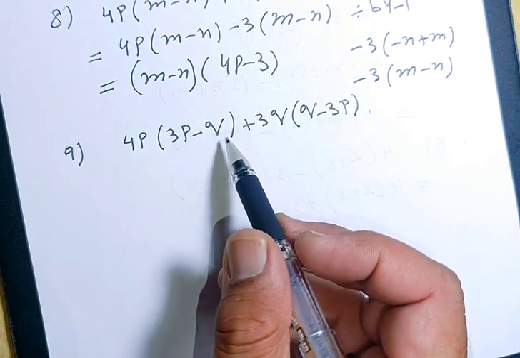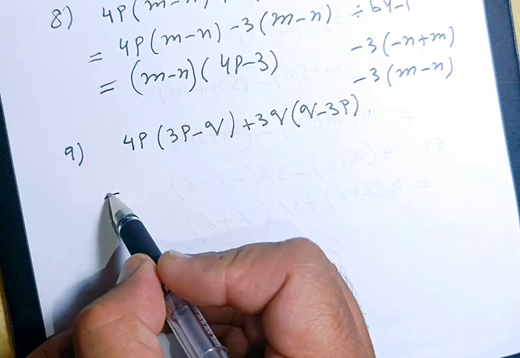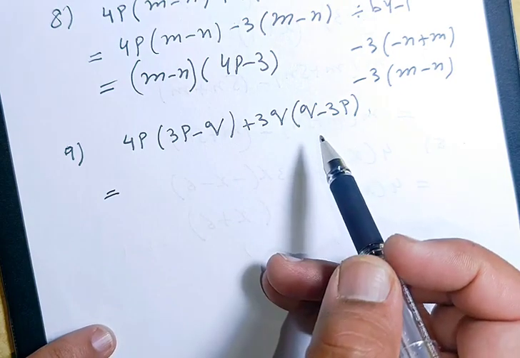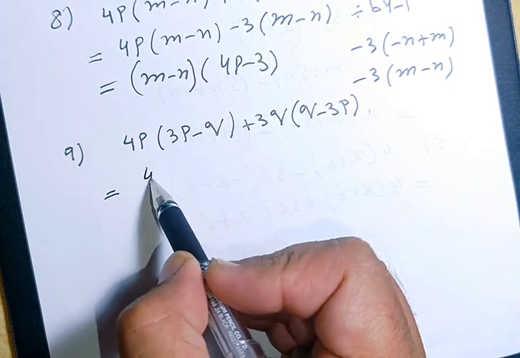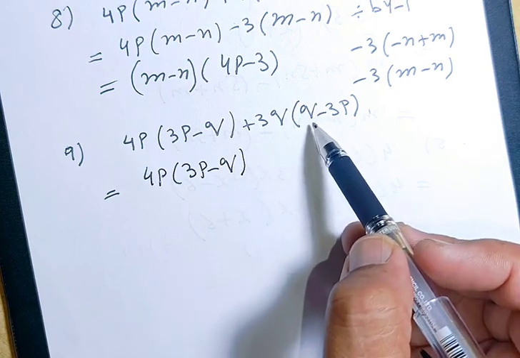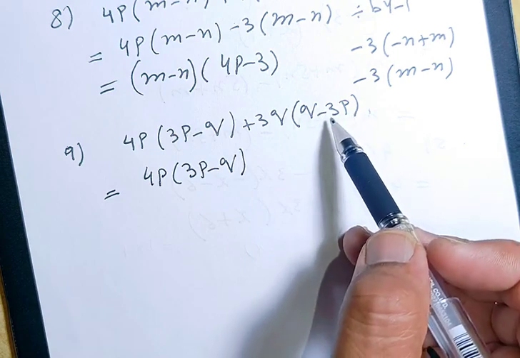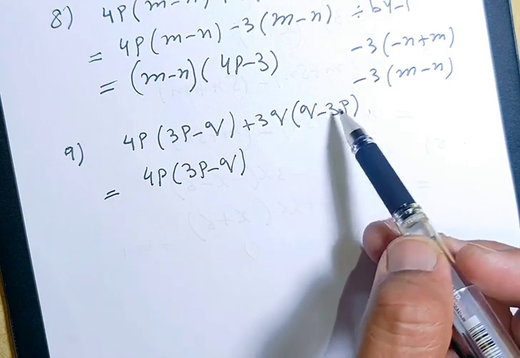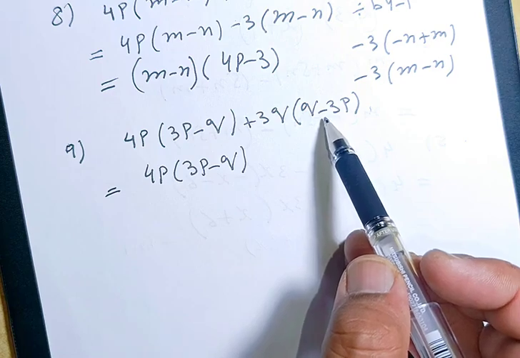4p bracket 3p minus q plus 3q bracket q minus 3p. Now the second expression I have to modify in order to factorize this expression. Now in here, 4p, 3p minus q, I'm going to leave as is. Now this one, obviously, whenever you see the negative sign involved, then you can divide by -1. But if it's a positive here, then I can change anytime. That's not going to affect anything. But now this is a negative sign, so I have to divide by -1.